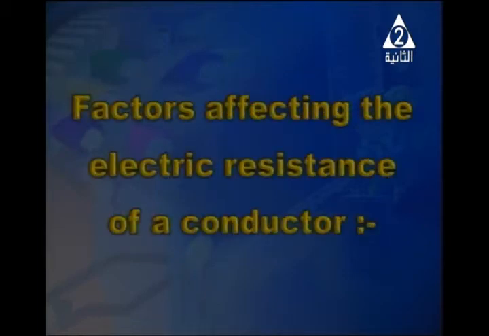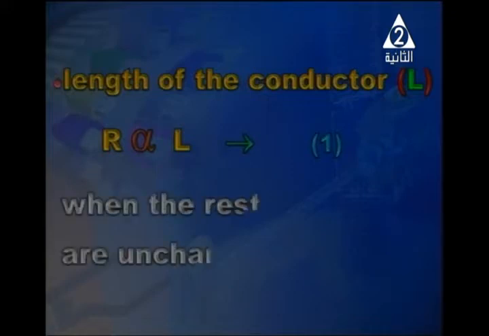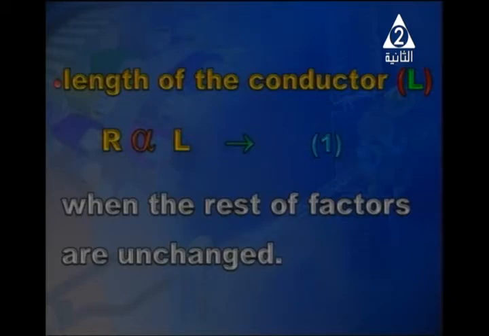And now talking about the factors affecting the electric resistance of a conductor. As a matter of fact, we've got 4 factors that affect the electric resistance. First of all, the length of the conductor. Length is denoted by capital L, and we've got a direct relation between resistance and length when the rest of the factors are kept constant, unchanged. So R is directly proportional to L.